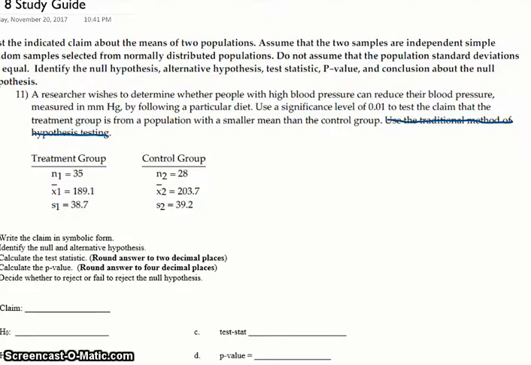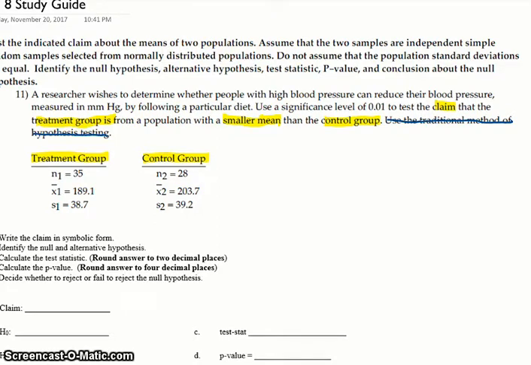So in this case, sample 1 is the treatment group, sample 2 is the control group. And we have to decide what parameters we are dealing with. Is it two proportions, two means independent, or two means dependent? In this case, the claim involves a mean, right? It says the mean is smaller for the treatment group versus the control group. We're dealing with two means.